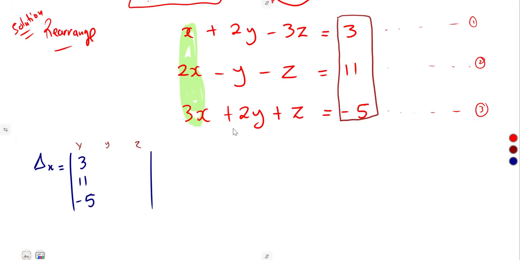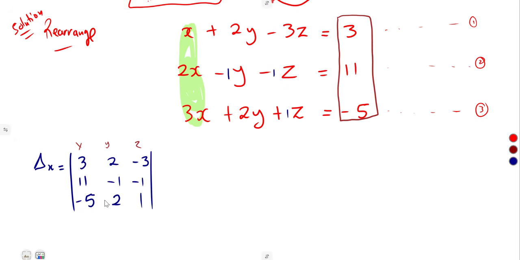All right. Y is not affected. So we take the coefficients: positive 2, positive 2, negative 1. So we've got negative 1, positive 2. Z: minus 3, the coefficient there, minus 1, and this is just z, so it's positive 1. So this is your delta x, the determinant. You move on to y, z, constants, or your coefficients.